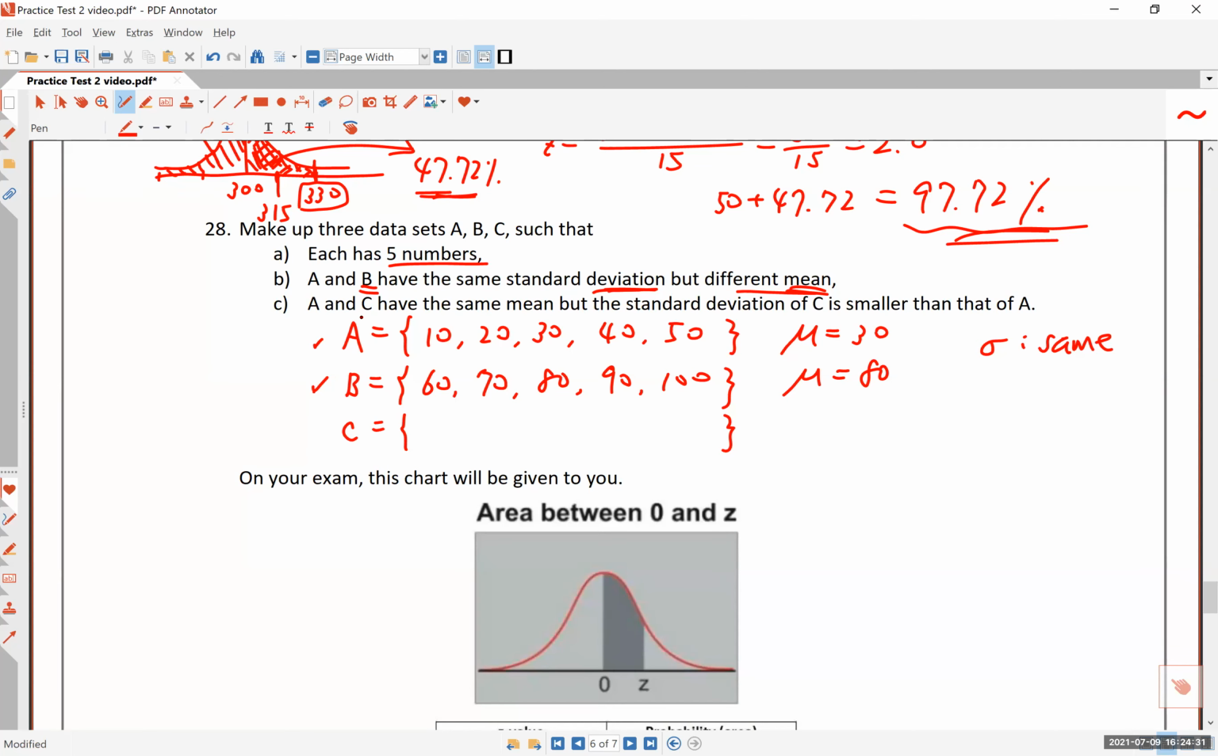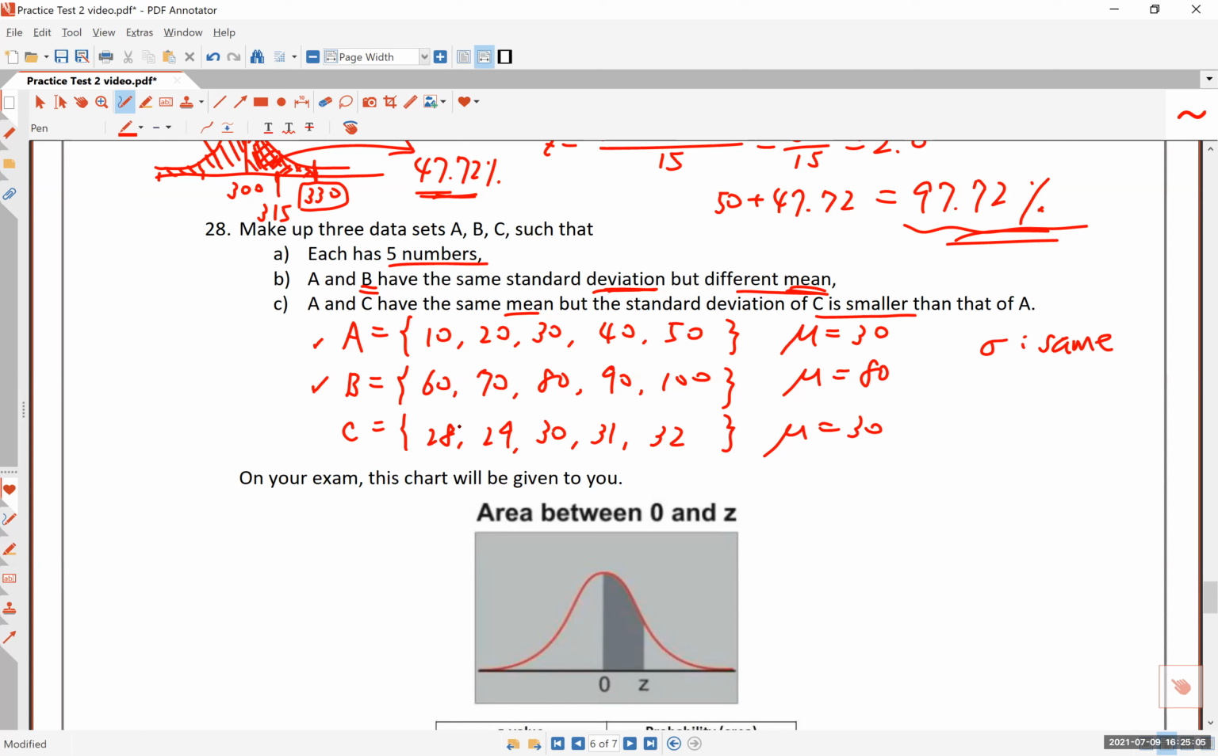Now, part C, C has to have the same mean. So the mean has to be 30, which means that the sum of the 5 numbers, whatever they are, must be 150. And the standard deviation of C must be smaller than the standard deviation of A. So I need this to be less spread apart. Okay, now you can do this in different ways. I mean, 28, 29, 30, 31, 32, the distribution is much, much tighter. And so the standard deviation is shorter or is smaller.